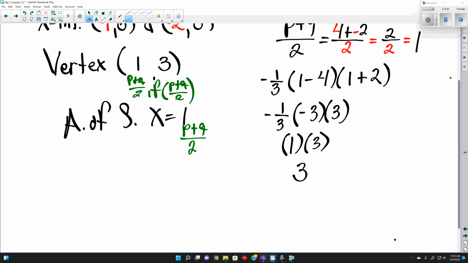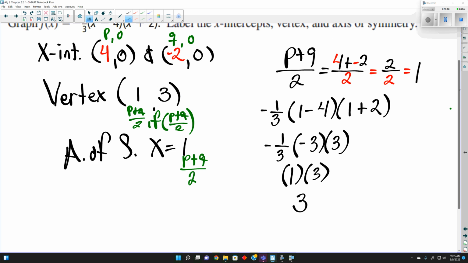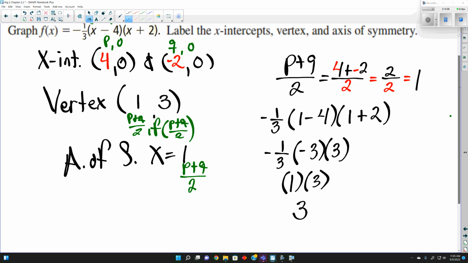Any questions on this here? Any questions on how we found the x-intercept, the vertex, or axis of symmetry? Questions on this here?